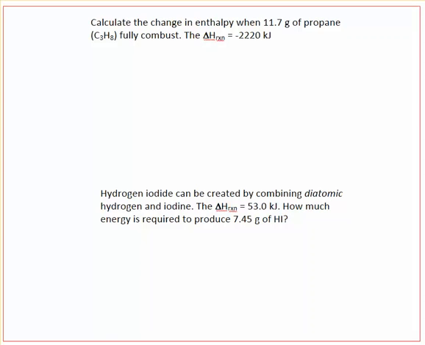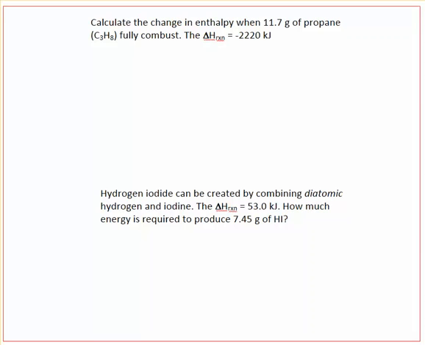Good morning, chemists. I wanted to do two quick review problems from our lecture yesterday and then talk about section 10.5 of the book. First, I want you to calculate the change in enthalpy when 11.7 grams of propane, C3H8, fully combust. The delta H for that reaction is minus 2220 kilojoules.